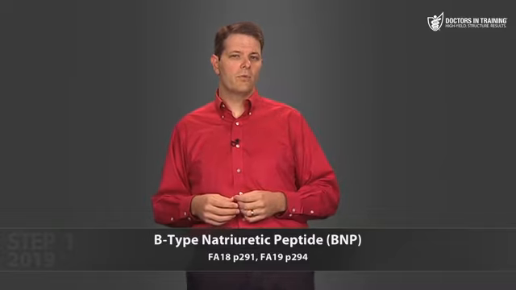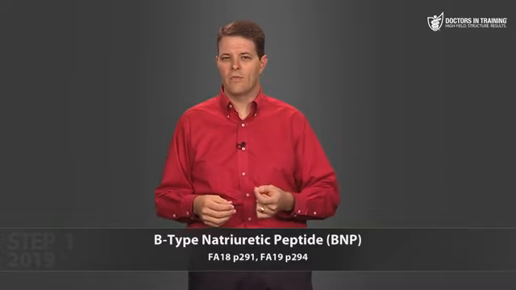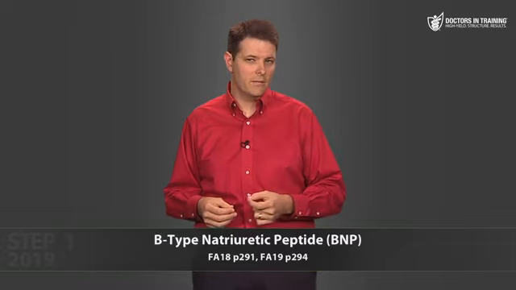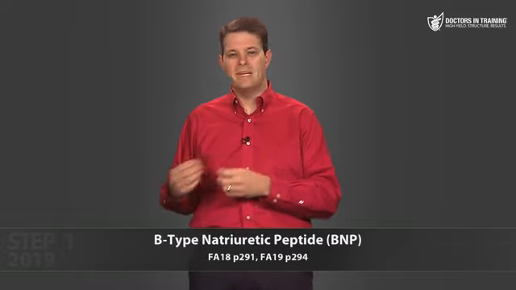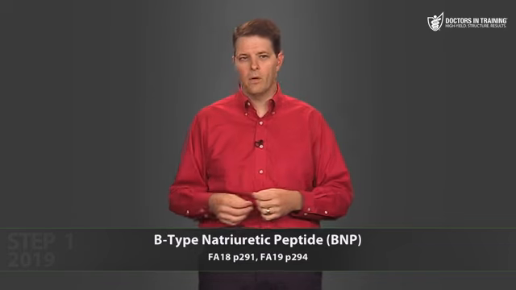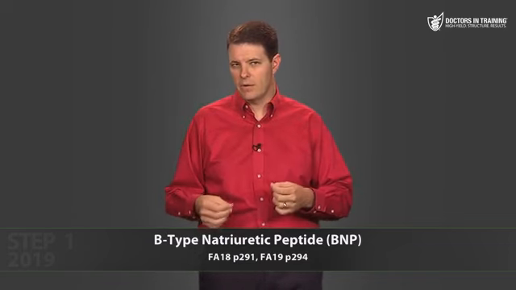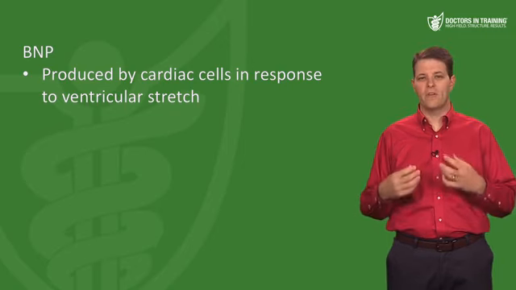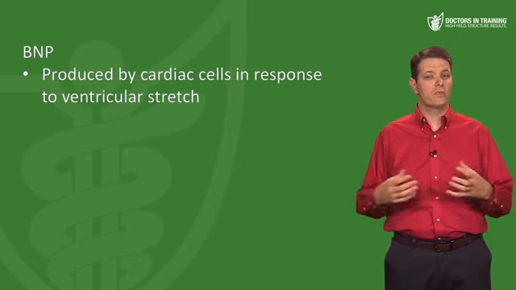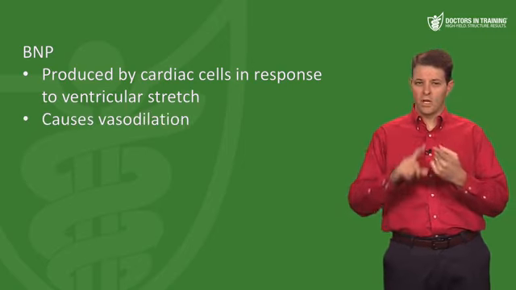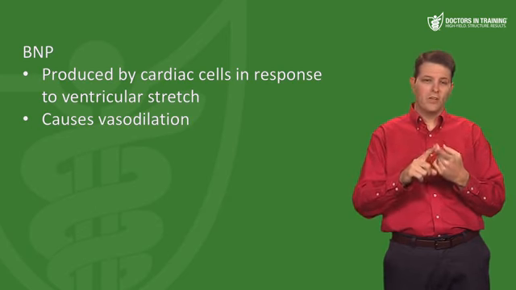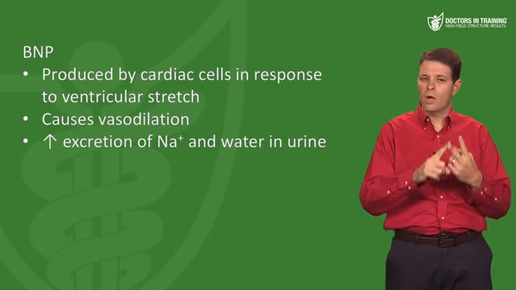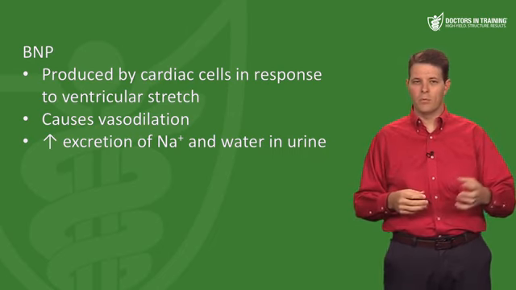One other thing I want to mention briefly as we're talking about the signs and symptoms of heart failure is a lab test that's often useful, which is called BNP. BNP stands for either B-type natriuretic peptide, or sometimes it's called brain natriuretic peptide. But BNP is a hormone produced in the cells of the cardiac ventricles in response to ventricular stretch. And it does two things. It causes vasodilation, and it's also a natriuretic peptide. It causes increased excretion of sodium and water in the urine. So it's a diuretic hormone.